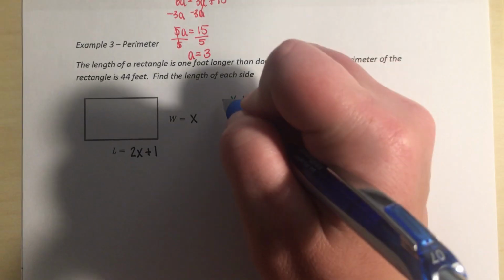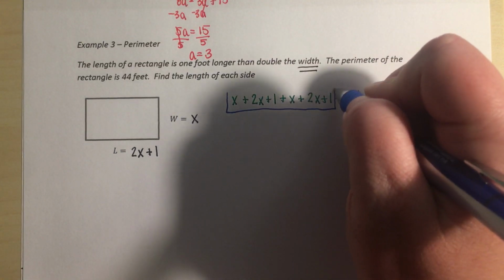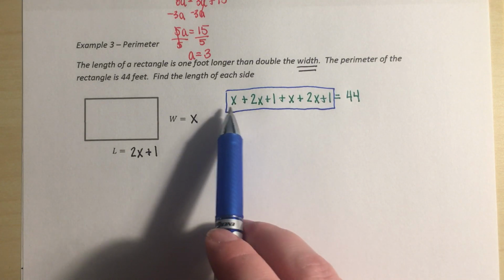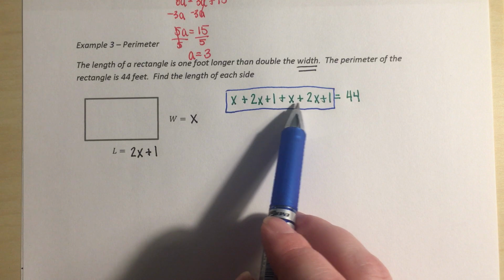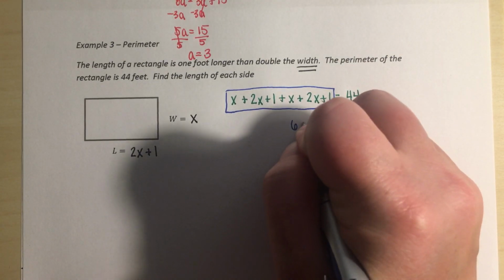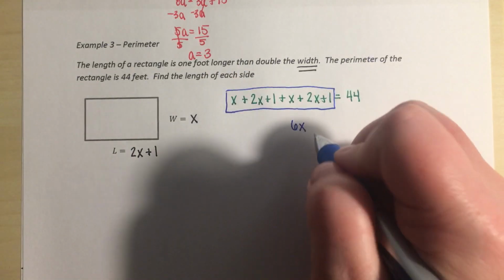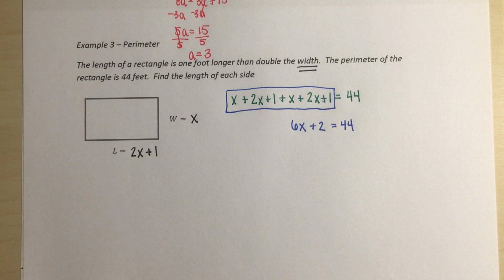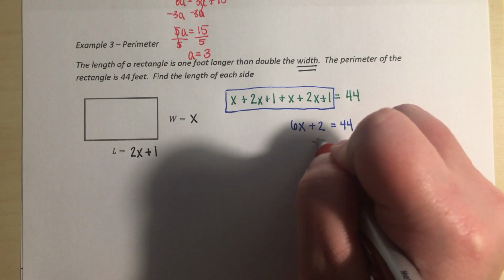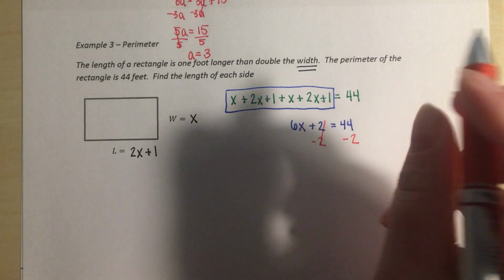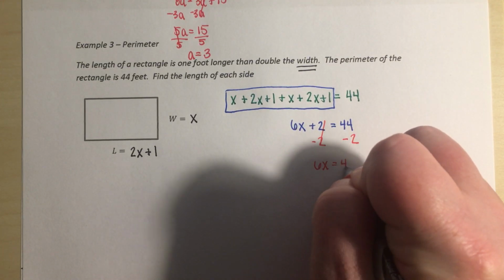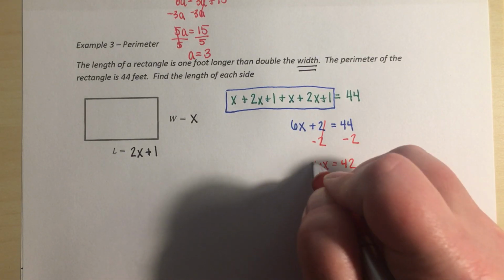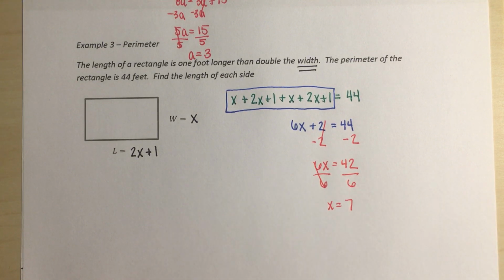Then we're going to combine our like terms on our left side. 1x plus 2x plus 1x plus 2x. Well, 1 plus 2 is 3, plus 1 is 4, plus 2 is 6. That gives us 6x. And then the numbers, 1 plus 1, just give us 2. So we have 6x plus 2 equals 44. Now we're going to get rid of this extra number by subtracting 2 from each side. 6x equals 42. Divide by 6. x equals 7.